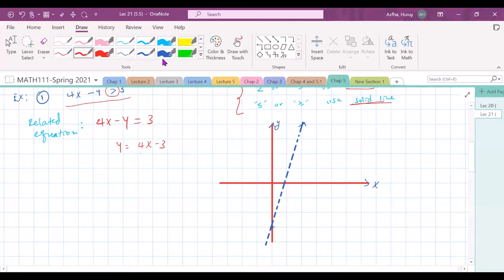Now, to make it more simple, let's pick this point, 0, 0. And then take the inequality.